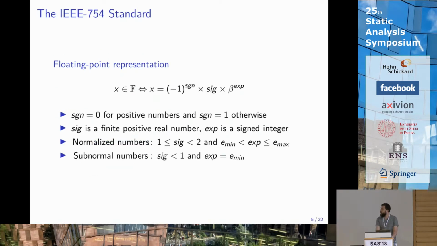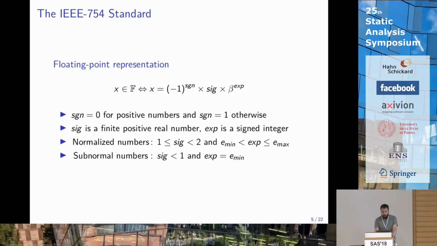So, floating point numbers are approximations of the real numbers. Each floating point number is represented by a triple composed of a sign, a significand, which is a finite positive real number, and an exponent, which is a signed integer. The floating point number represented by this triple is computed with this formula. And actually, we have two kinds of floating point numbers, the normalized and the subnormal. The details about them are not really important now, but the subnormal numbers are the closest to 0, and the normalized are all the others.